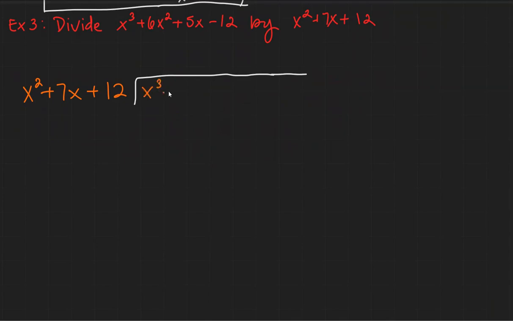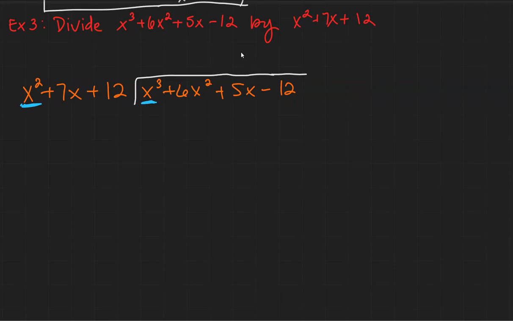X cubed plus 6x squared plus 5x minus 12. And then let's go ahead and get into it, okay? How many times does x squared go into x cubed? First term into first term. What do I multiply x squared by to get x cubed? Well, that would actually just be x, okay? So that's cool. It's x.